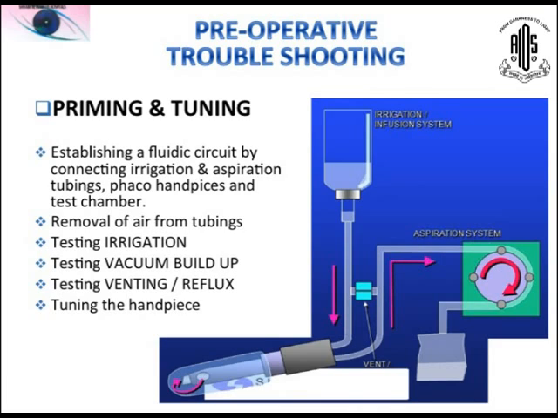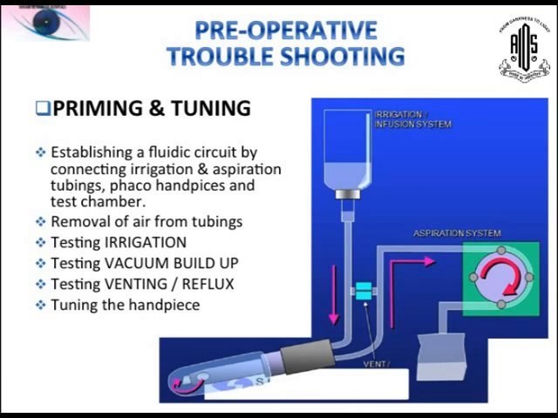Establishing a fluidic circuit by connecting irrigation and aspiration tubings, PHACO handpieces, and test chamber. Removal of the air from the tubings is very vital, otherwise it will come in your way. I wish I could show every bit of this in my video, how difficult it is for you to remove the air bubble when you have not taken care of this aspect. Testing irrigation, testing vacuum build-up, testing venting and reflux.